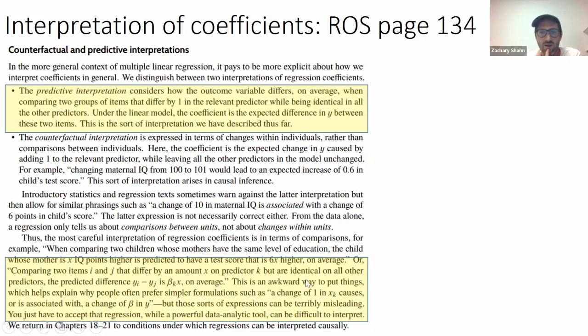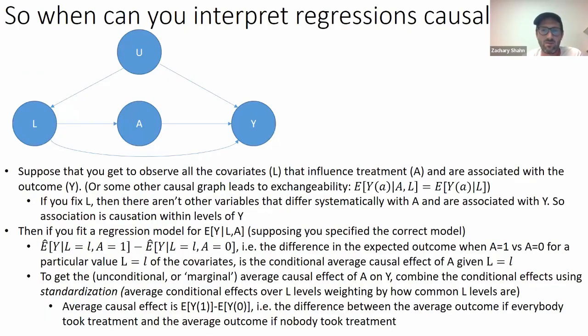As they say, this is an awkward way to put things, and it helps explain why people often prefer simpler formulations, which aren't really correct and can be misleading. You just have to accept that regression, while a powerful data analytic tool, can be difficult to interpret. So that's when we're not being causal. Hopefully this motivates the desire to be causal, because causal questions usually underlie most data analyses, and people settle for talking about associations because that's the best that can often be done when assumptions aren't met, but usually people want to be causal. So when are we allowed to interpret regressions causally?